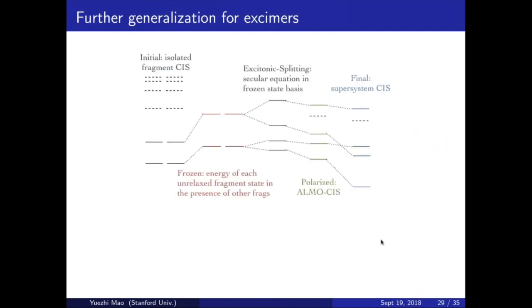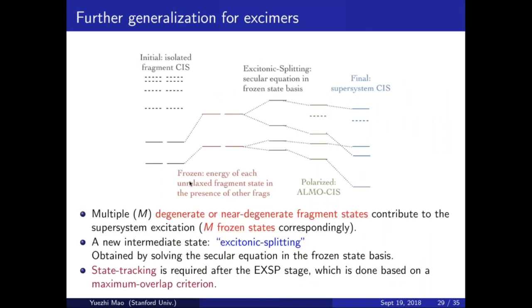And this EDA is further generalized for excimers. Here there are multiple states involved from different fragments. So first we start with multiple degenerate or near degenerate fragment states, which contribute to the supersystem excitation. Correspondingly, we will have M degenerate or near degenerate frozen states by simply embedding those fragment excited states in the ground state environment.